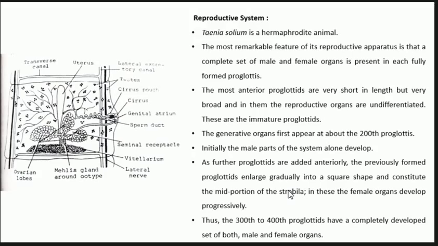So in the last proglottids, most of the reproductive organs, both male and female, degenerate, and each elongated proglottid is largely occupied by the branched uterus, which is full of embryonated eggs later. Okay, so initially the 300 to 400 proglottids have the completely developed set of both male and female organs. So we will talk about both male and female organs now.